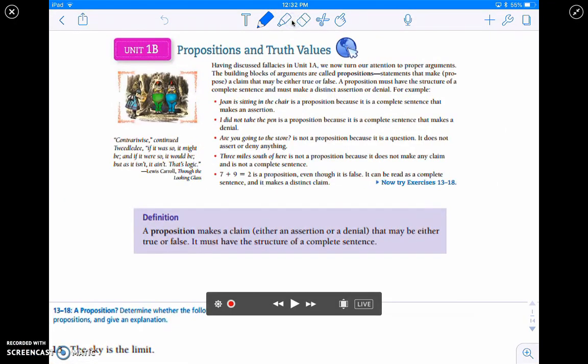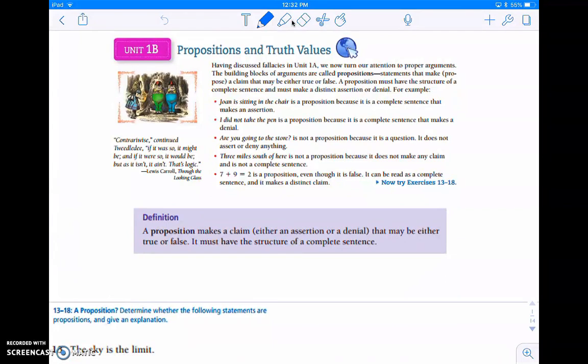Alright, in this video we're going to be looking at Unit 1B, a continuation of looking at arguments and logic. This time we're looking at the idea of propositions and truth values.